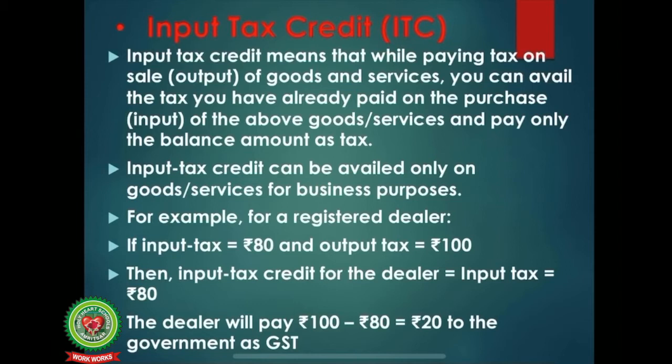Now, he is not going to pay the full tax which he has charged from the customer to the government. He will deduct the amount of tax which he has already paid, and the remaining extra amount which he has charged from the customer, he is going to pay to the government. So in this case, the dealer will pay rupees 100 minus rupees 80, which is equal to rupees 20 to the government as GST. So now students, we will be discussing the sums based on input tax credit.